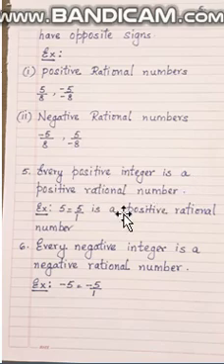Every positive integer is a positive rational number. For example, 5 is a positive integer. You can write it as 5 by 1, which is a positive rational number. Why did I write 1? There is nothing in the denominator. So at that time when there is no number, you can write it as 1. Every negative integer is a negative rational number. Minus 5 can be written as minus 5 by 1. It is a negative rational number.